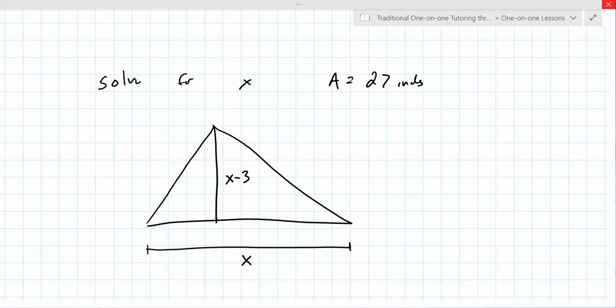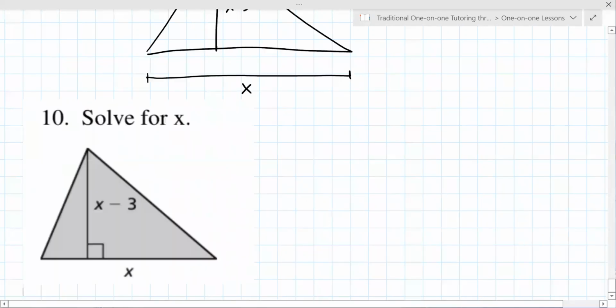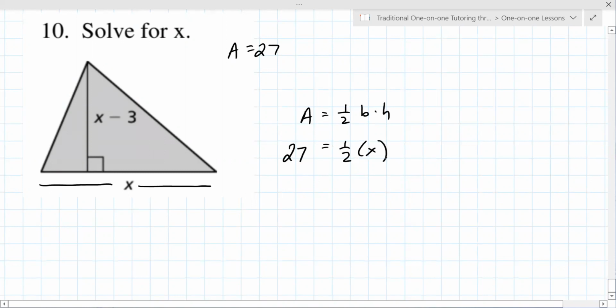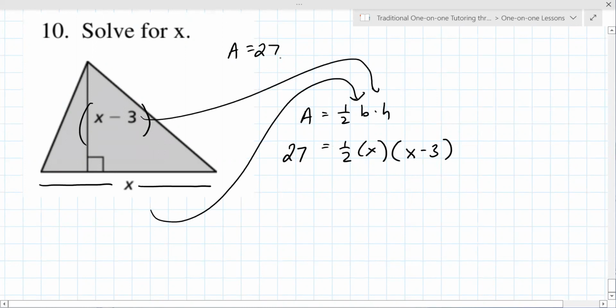Let me grab that. So you need the area of a triangle because you know the area is 27, and the area is 1/2 the base times the height. So what is area? A is 27. Great, hooray. The base is x. The height is x minus 3. Is that okay so far? All I've done is literally sub in for B, for H, and for A.